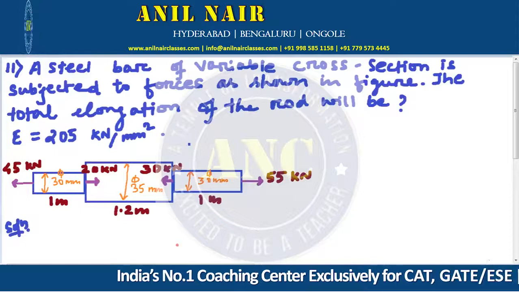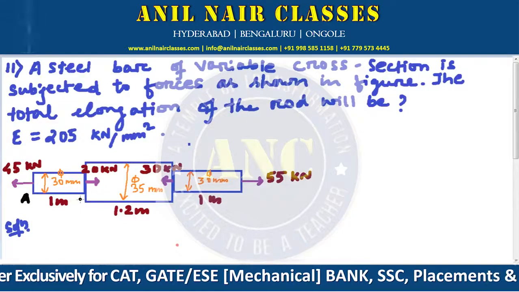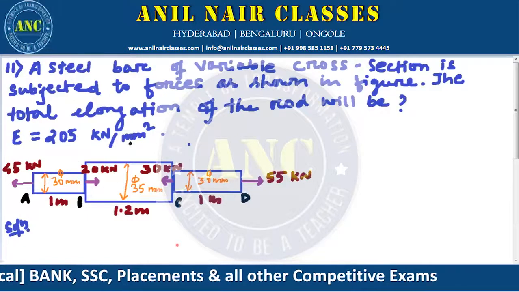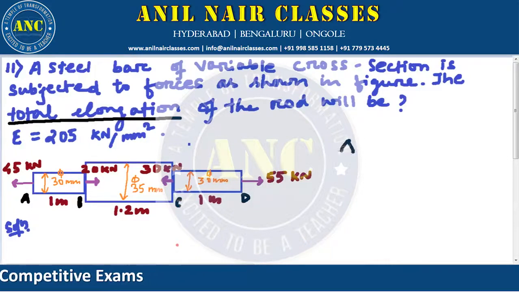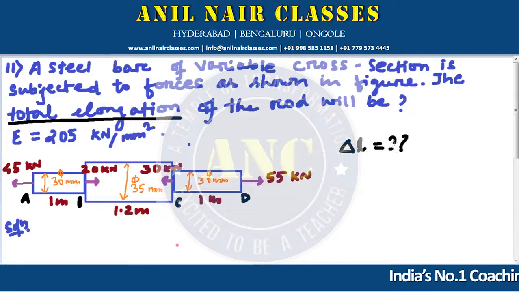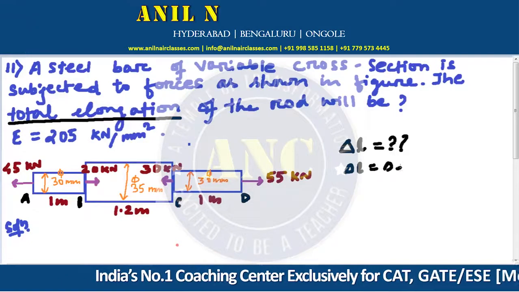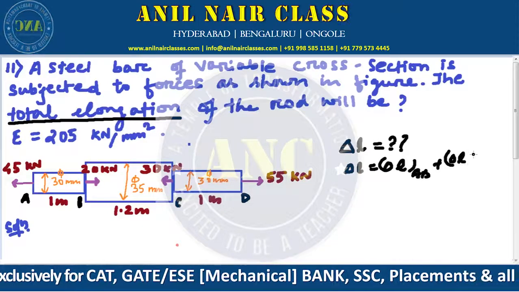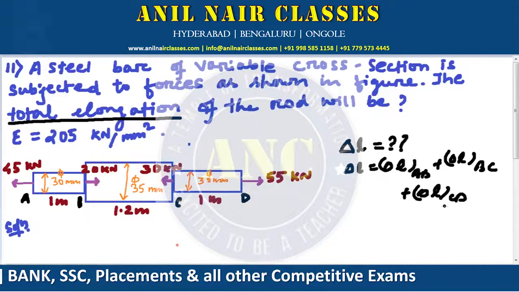Before that, let me name them so that there is no confusion. Say this is A, this is B, this is C, this is D. What is the question asking? Total elongation. So total elongation is nothing but the elongation in AB, plus elongation in BC, plus elongation in CD.